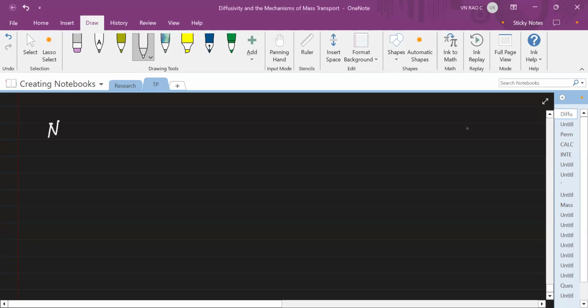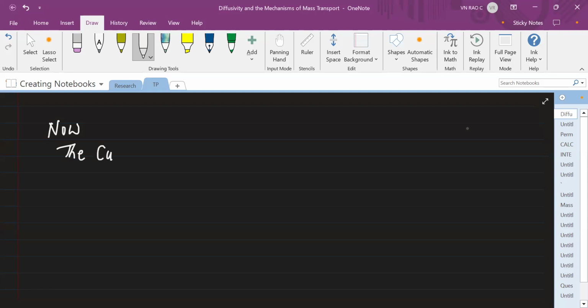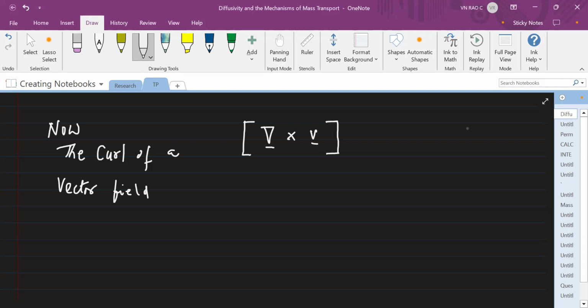Now, the curl of a vector field. This is nothing but the cross product between the del operator and some vector. Because it is a cross product, we close this particular operation with square brackets. That means the output is also a vector.